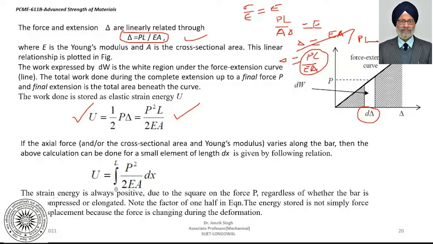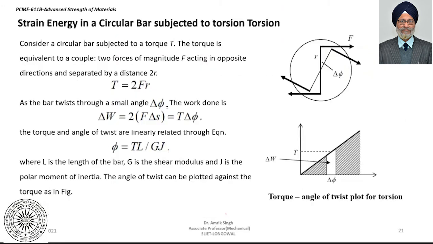The strain energy is always positive due to the square of the force P, regardless of whether the bar is being compressed or elongated. Note the factor of 1/2 in the equation. The energy stored is not simply the force times displacement, because the force is changing during the deformation.